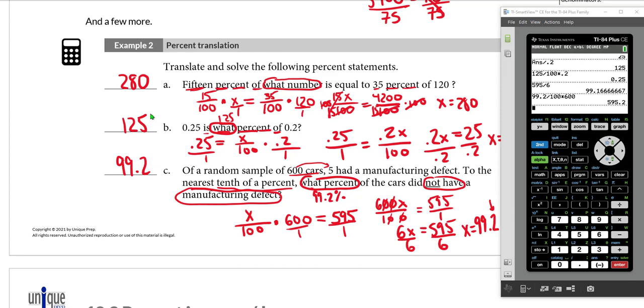So 99.2, obviously these two answers are percents. If example 2B and or 2C were grid-ins, you would obviously not be gridding in the percent symbol, as there is no way to grid a percent symbol. So there are a bunch of examples illustrating how we use the percent translation chart.